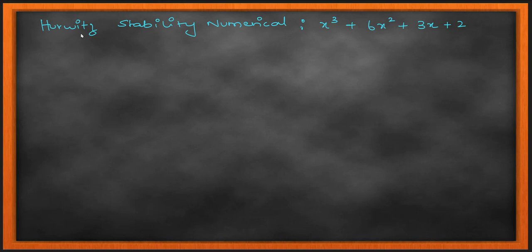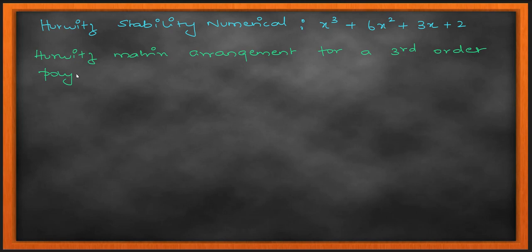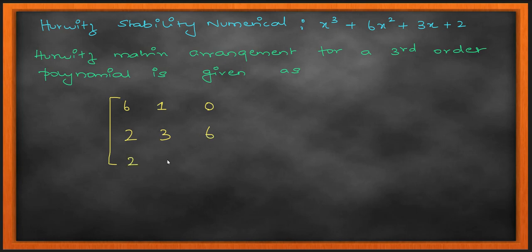All right, so I'll finish today's class with a small numerical on the Hurwitz stability criterion. This is something that is in the syllabus, but many times it just comes at the level of a very small question, like 2 to 3 mark questions, or even an MCQ. So the question is: find whether this polynomial system is stable or not using the Hurwitz matrix arrangement. The polynomial is x cubed plus 6x squared plus 3x plus 2.